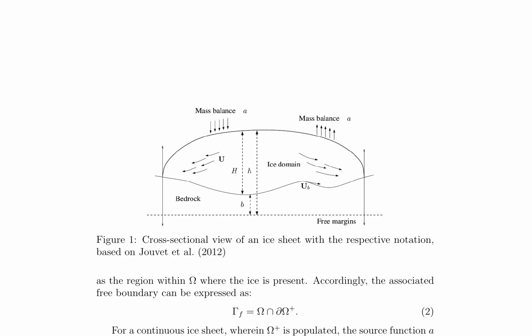The source function a, representing ice accumulation or ablation, is expected to be positive within omega plus, indicating ice accumulation, and negative outside omega plus, indicating ablation, especially within omega minus, the complement of omega plus and gamma. This dynamic process causes the ice to migrate from accumulation zones to ablation zones, resulting in the ice sheet tapering to a negligible thickness at its edges.